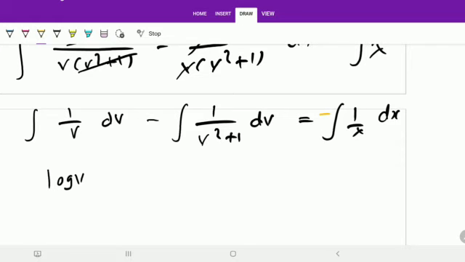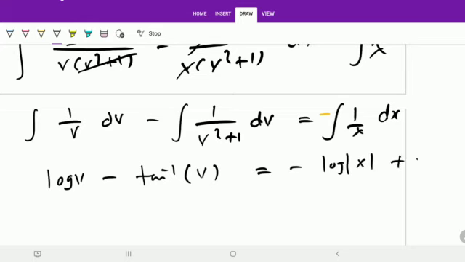So this is log v minus, this will be tan inverse of v minus log mod x plus c. We need to simplify this and match it to our option.